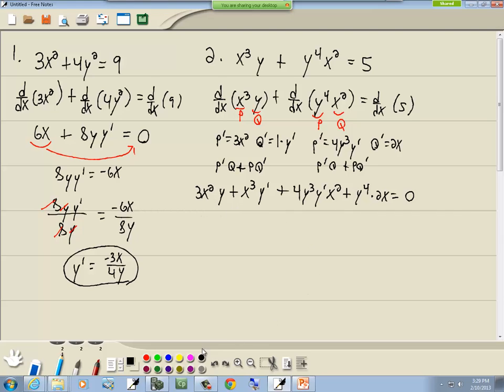Now I want to get everything with the y prime on one side, everything else on the other side. So I'm going to take this to the right side, and I'll take this term to the right side.